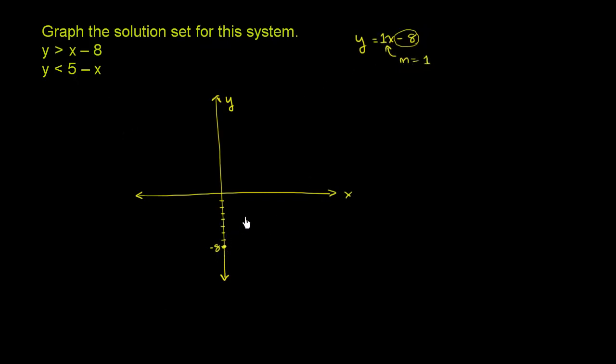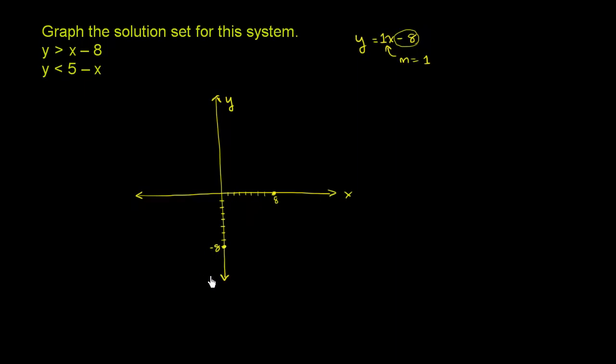Or you could even say that it'll intersect if y is equal to 0. If y were equal to 0, x would be equal to 8. So 1, 2, 3, 4, 5, 6, 7, 8. And so this is x is equal to 8. But it has a slope of 1. For every time you move to the right 1, you're going to move up 1. So the line is going to look something like this.